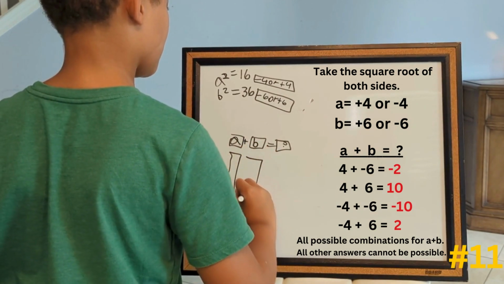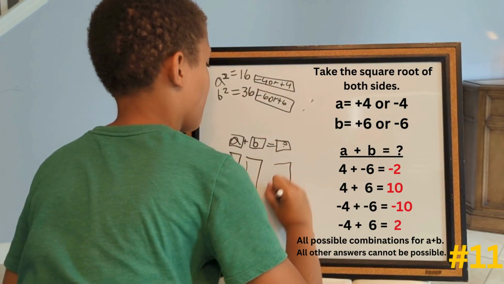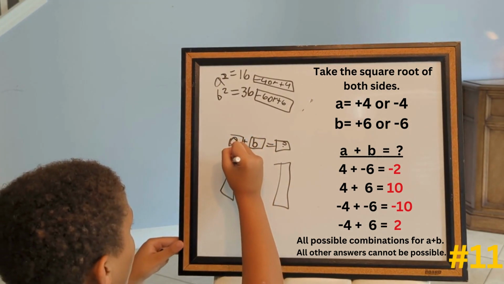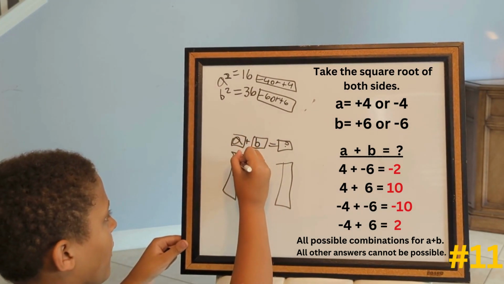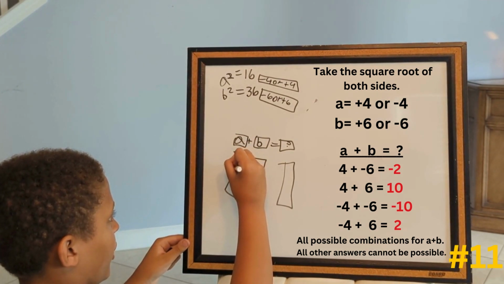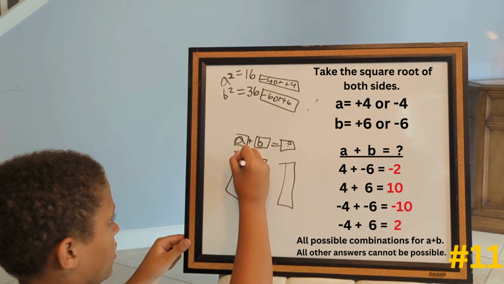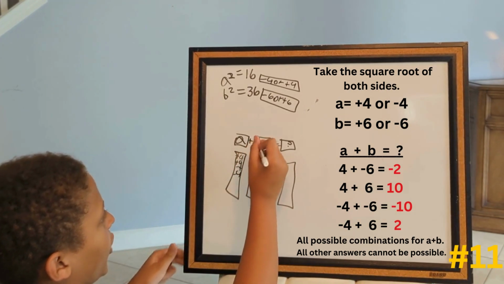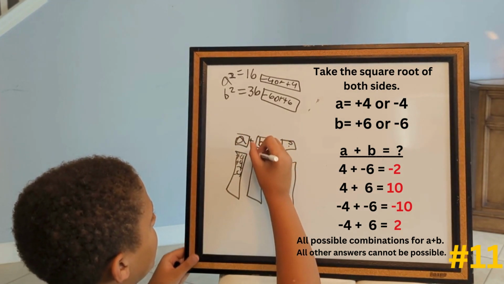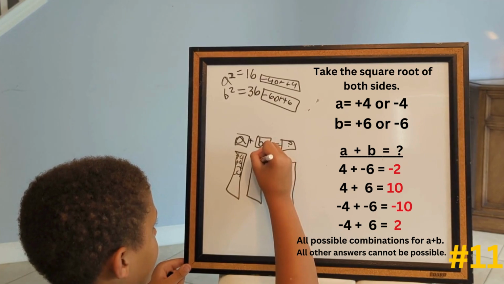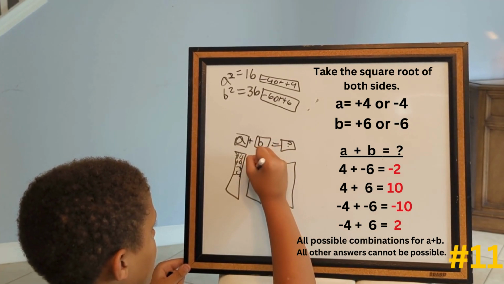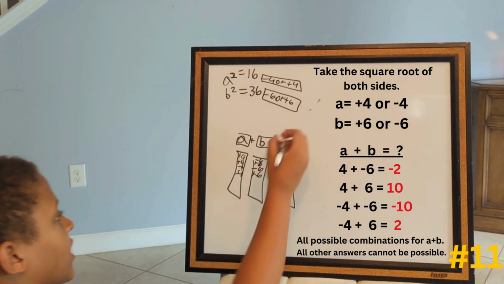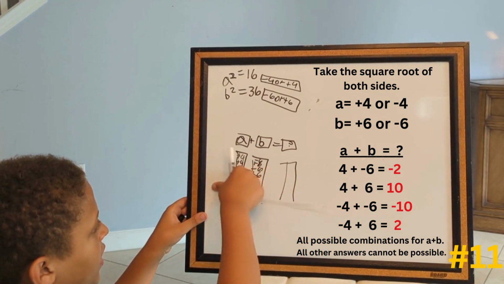Okay, so a is a positive 4, positive 4, sorry, not 4, that's an H. Negative 4, negative 4. And then we do negative 6, positive 6, negative 6, positive 6, could equal what?